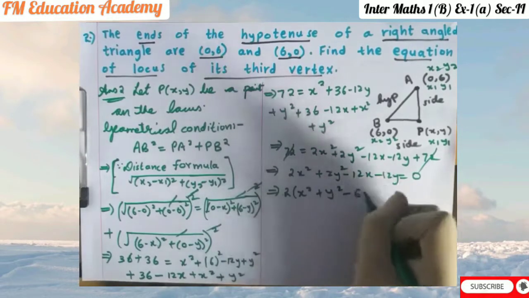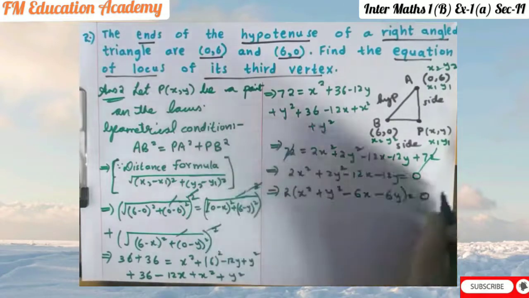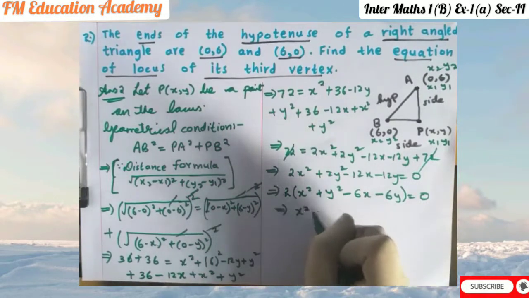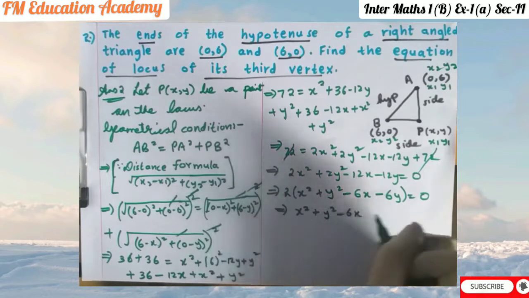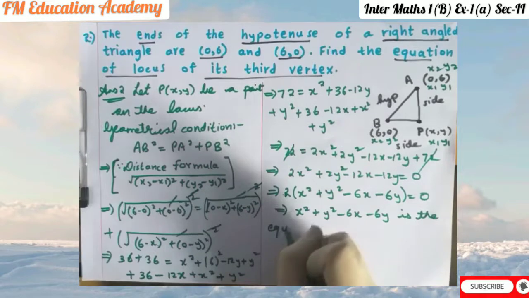Minus 2, 6 sixes are 12, so 6y is equal to 0. Now into 2, if it goes that side, it becomes divided by, so we are left with x square plus y square minus 6x minus 6y, which is the equation of the locus of P.